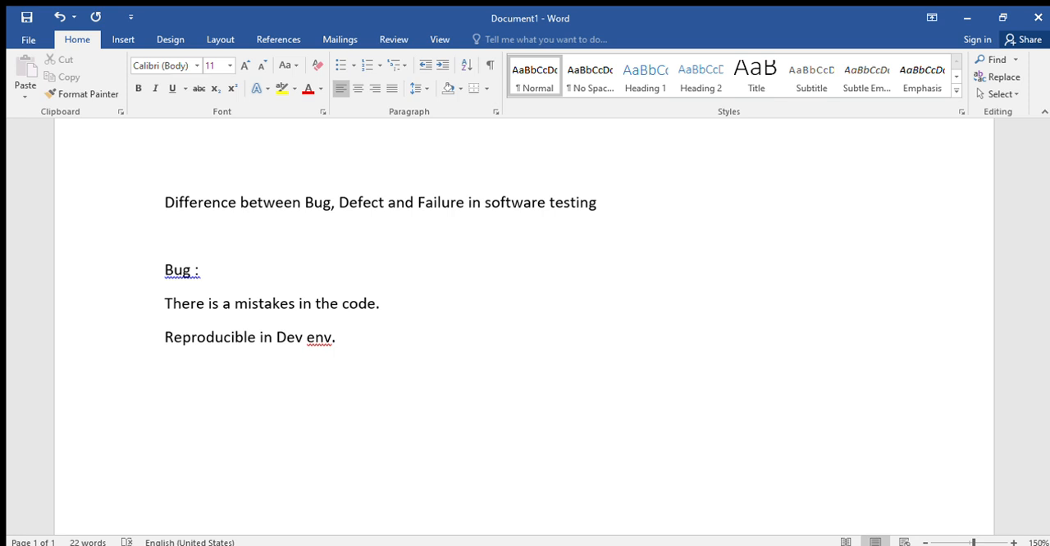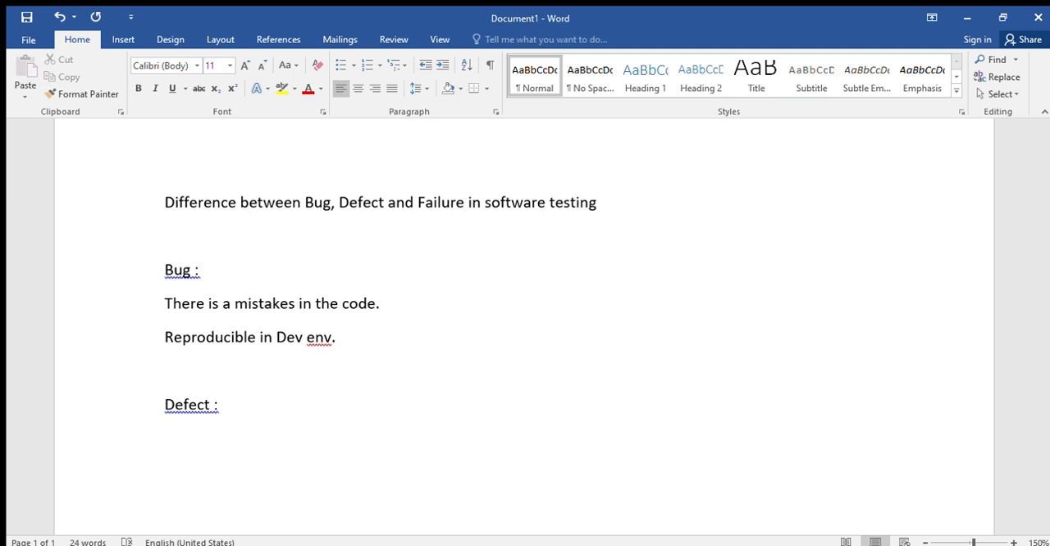So the developer is trying to implement one of the flows or functionalities in your application, but by mistake they have done some wrong coding, and due to that a bug occurs. Now coming to the next topic, that is the defect. So implementation is done. Now the tester is trying to test that particular functionality in the test environment or QA environment.